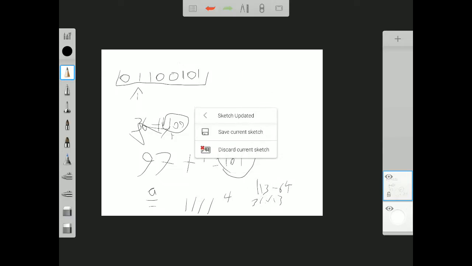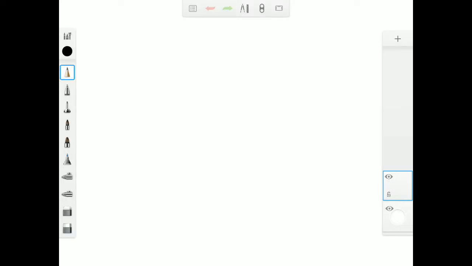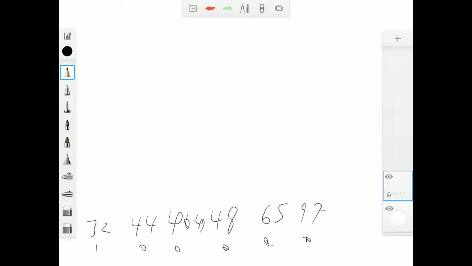How to make a period. So, remember, our numbers are 32, 44, 46, 48, and 65, and 97. This being the space bar, this being the comma, this being the period, and the forward slash, because 47 is forward slash, 48 being the numbers, then capital letters, lowercase. This is all from memory.